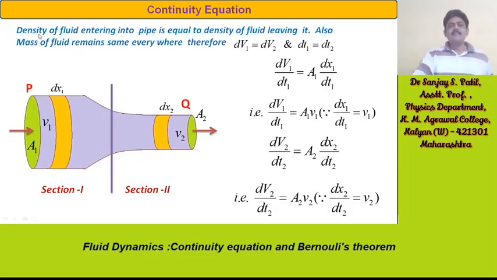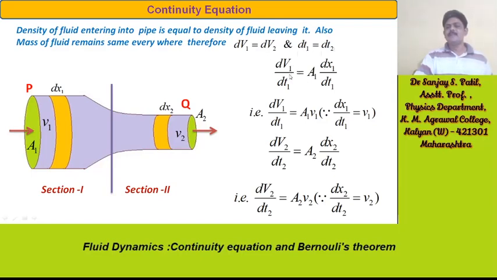Now density of fluid entering into pipe is equal to density of fluid leaving it. Density remains same, mass of the fluid remains same throughout the pipe, either at end P or at end Q. Fluid mass remains same, density remains same. Also mass of fluid remains same everywhere. Therefore dV1 is equal to dV2 and dt1 is equal to dt2.